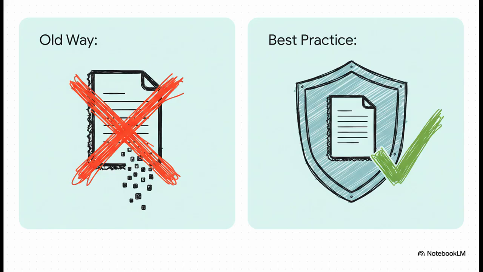Always use the with statement. See, the old way of opening and then manually closing a file is just risky. If your program hits an error, that file could be left hanging open, and that can lead to corrupted data. The with statement is your safety net. It guarantees that the file gets closed properly, no matter what happens.